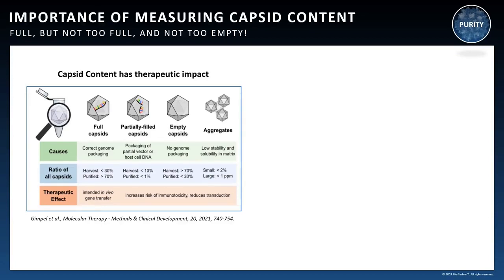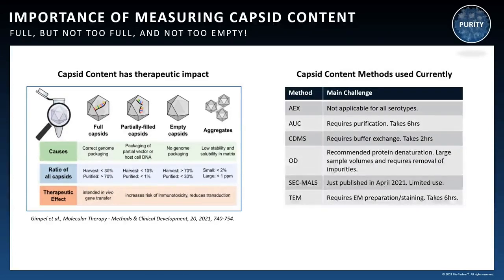There are several techniques currently in various stages of use to estimate this, listed here. In general, they take a long time, and most require modifying the sample in some way prior to analysis. Both Simple Western and Maurice are able to provide some estimation on capsid content. Let's now take a look.